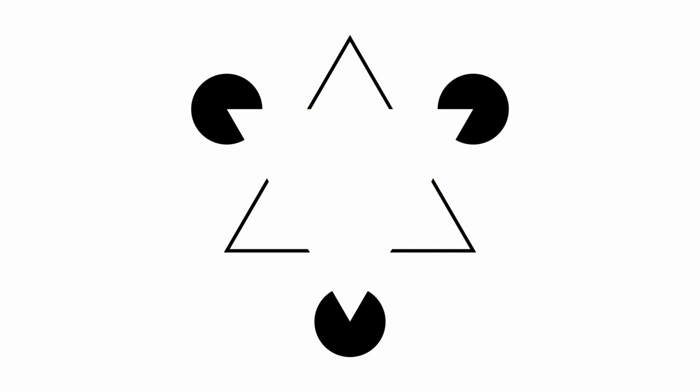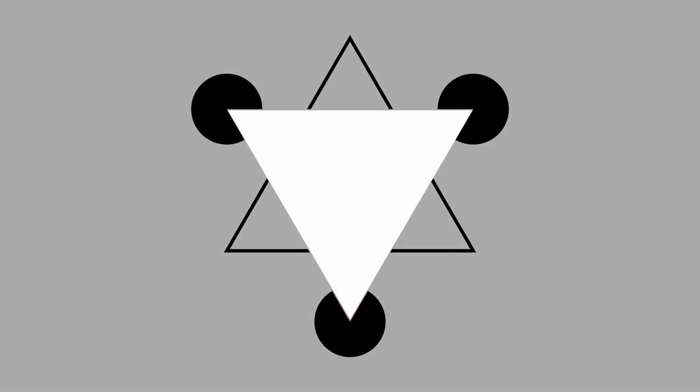This image gives the impression of a bright white triangle, despite the absence of lines or color change across the edge. Some people perceive the illusory triangle as brighter than the background and closer to the viewer.